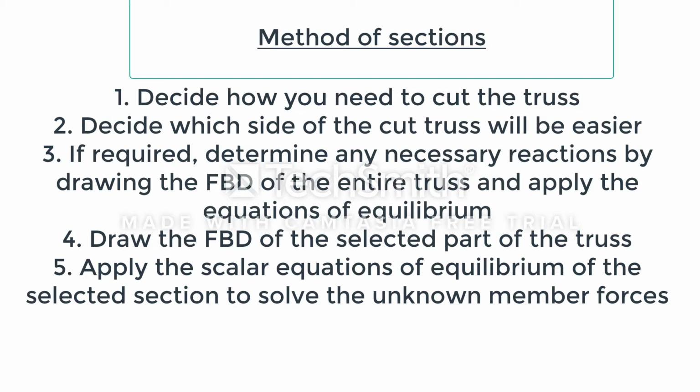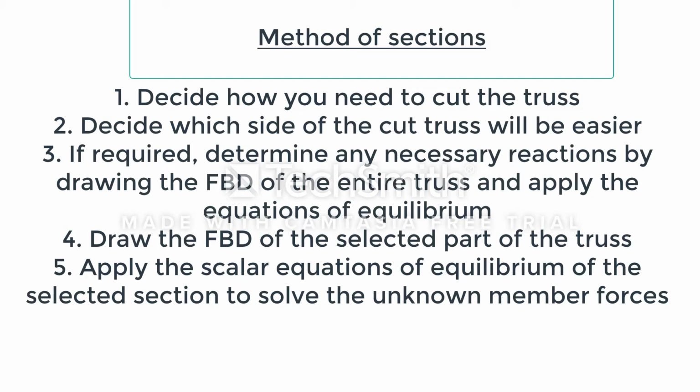Decide which side of the cut truss will be easier to work with, and this is of course by knowing the number of unknowns. If required, determine any necessary support reaction by drawing the free body diagram of the entire truss and applying the equations of equilibrium. So if in both sides, guys, we have some reactions, we should find them first, and this is of course by taking the whole truss as our free body diagram.